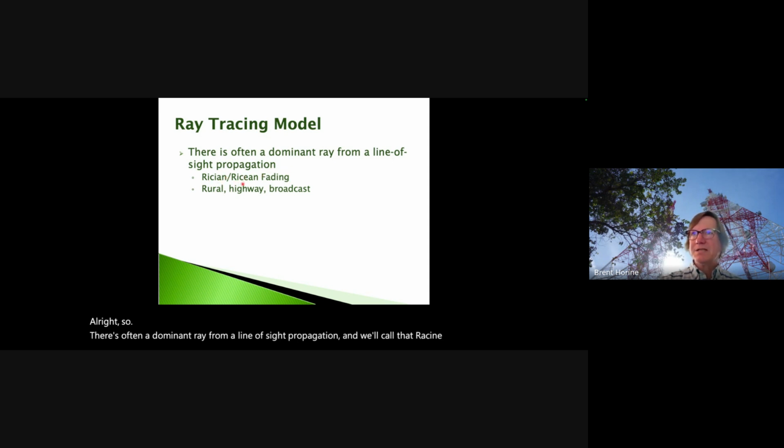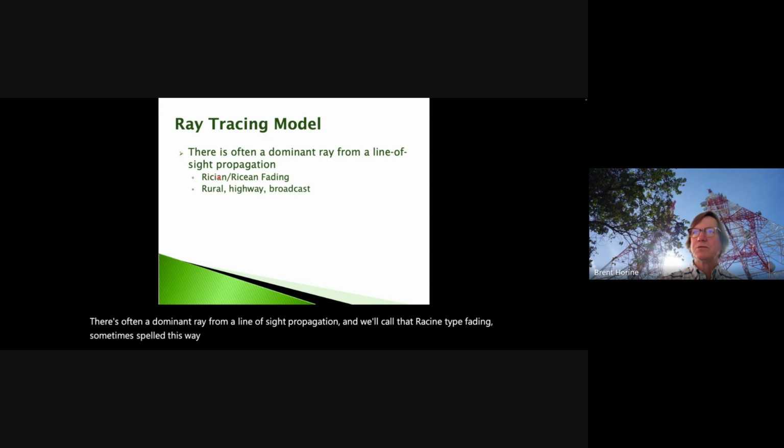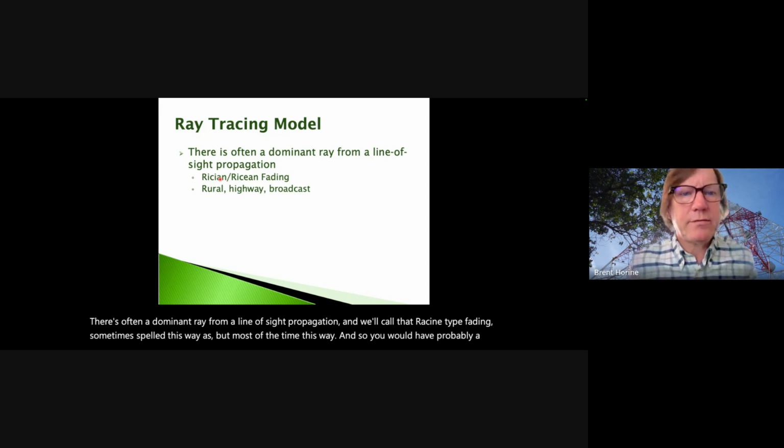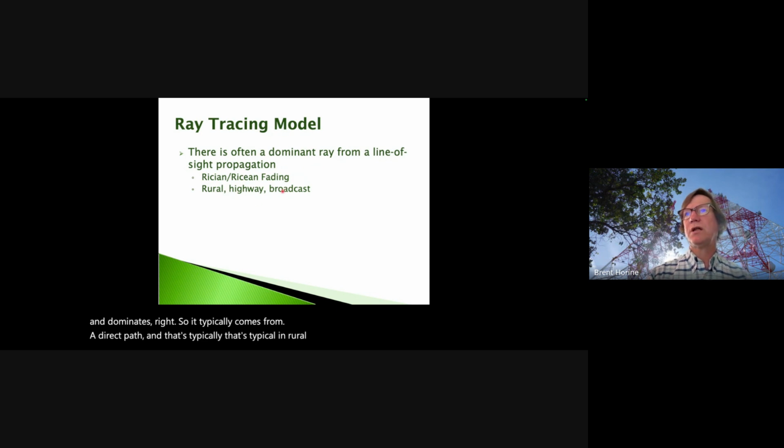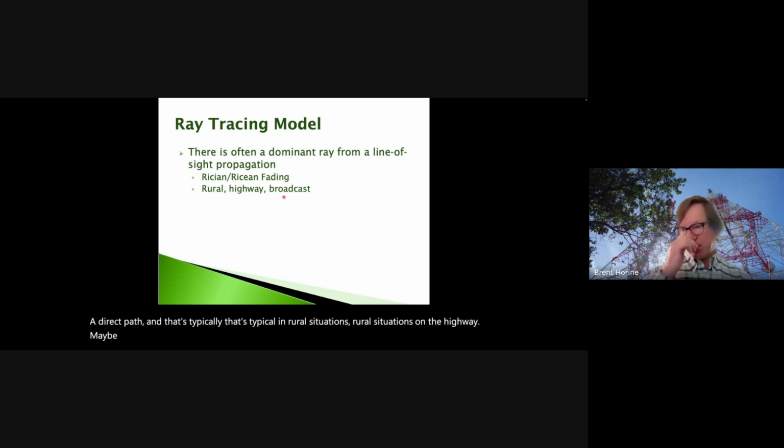type fading, sometimes spelled this way, but most of the time this way. So you would have probably a direct line of sight, although mathematically it's when one ray is much larger than the others and dominates. So it typically comes from a direct path. And that's typical in rural situations, on the highway, maybe a broadcast station where the antenna is very high and above most other structures and reflectors and that type of thing.